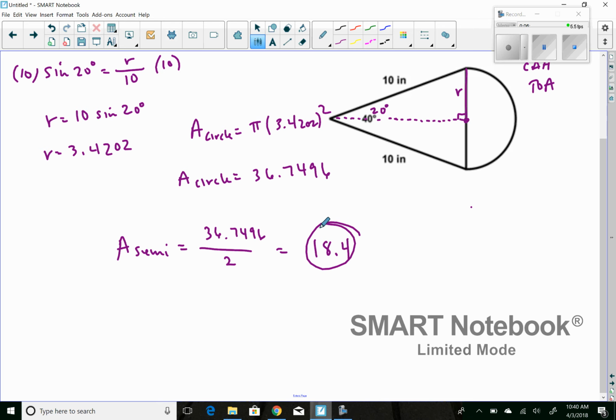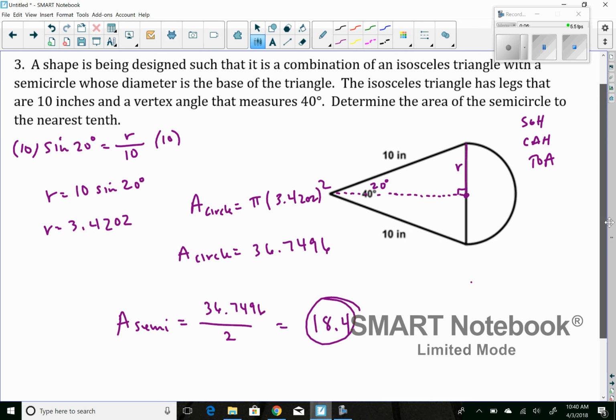That's my answer. A question like number 3 is great because it tests you on 2 different things. Do you know how to find the area of the circle? Do you know how to determine the measurement of half of the base of an isosceles triangle given only an angle and some of the sides? So this is like a perfect part 2, 3, or 4 question on a test or quiz.